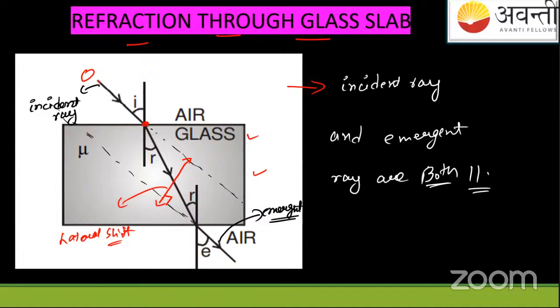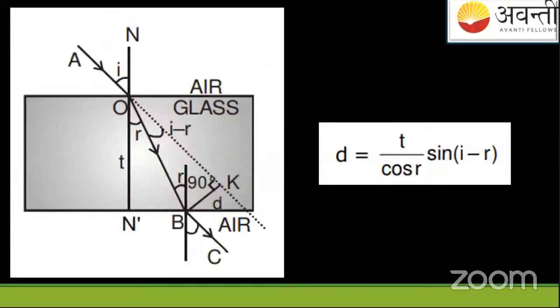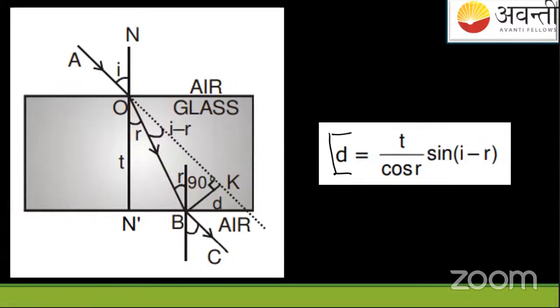Also, the emergent ray, which is parallel to the incident ray, has shifted laterally. This distance is known as D, the lateral shift distance. Here it is T by cos r, sin i minus r. Remember this formula, it is important.